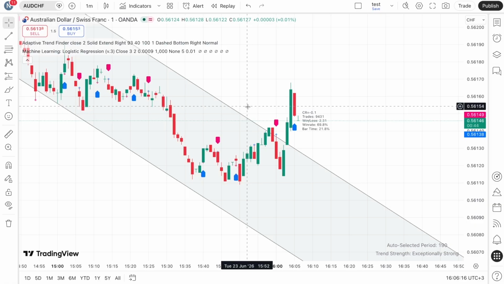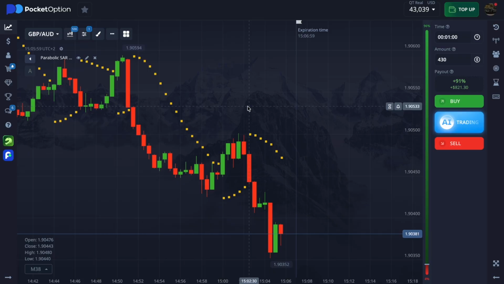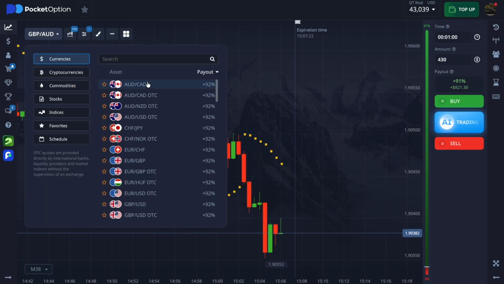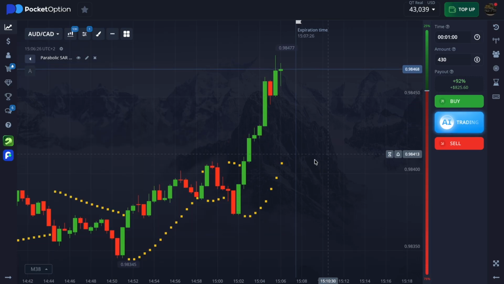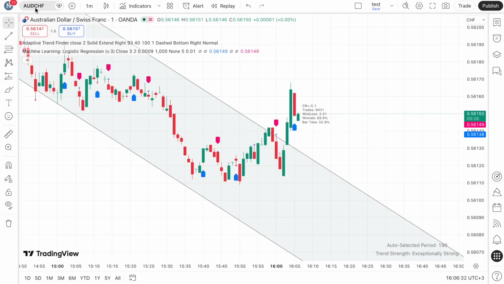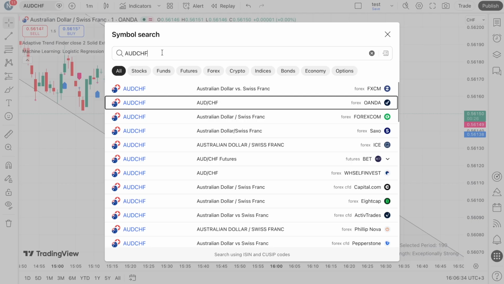Now I'm moving on to my work process. How do I work? To start, I open the broker's website, and here I choose any currency pair without the OTC mark. For example, there's a currency pair Australian dollar and Canadian dollar. I open this currency pair on the broker. Now I open this same currency pair on the TradingView website. I enter Australian dollar and Canadian dollar in the search.